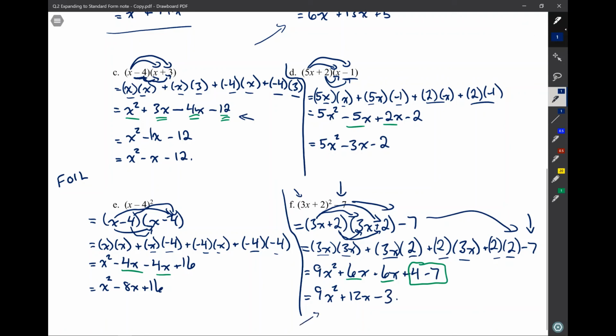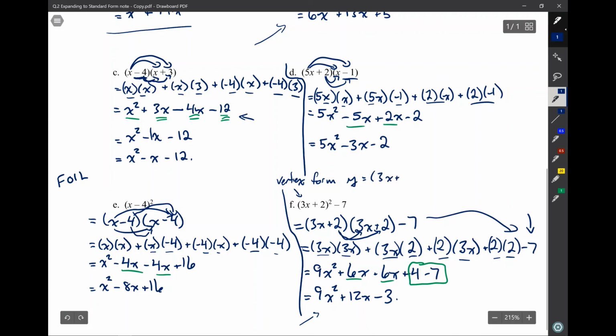Now you might notice that we have worked with something similar to this in the past. This form here, this is vertex form. So this is the form of a quadratic. If it says y equals 3x plus 2 squared minus 7, then I would know that my h equals negative 2, I would know that my k equals negative 7, and my vertex is at negative 2, negative 7. So this is a quadratic.